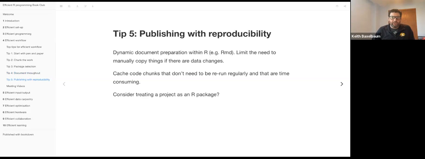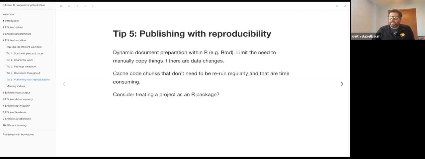Within here, they talked about caching code chunks. I know we talked a little bit about caching variables last week. It's the same premise, just within a Markdown: rather than rerunning every code chunk every time, if there are things that are particularly time consuming, like loading huge data sets, that don't need to be redone every time you are knitting your code, you can cache those chunks, which I think is really helpful.